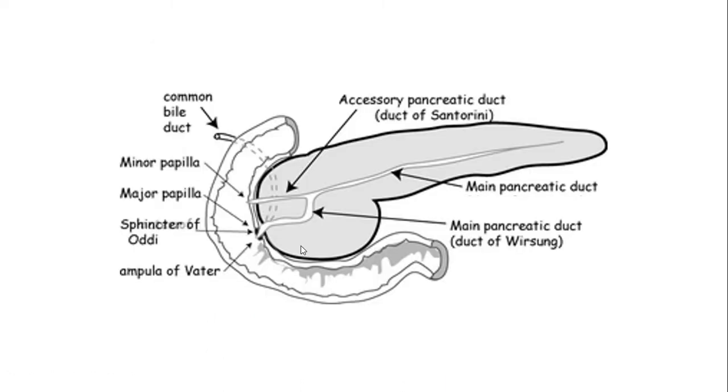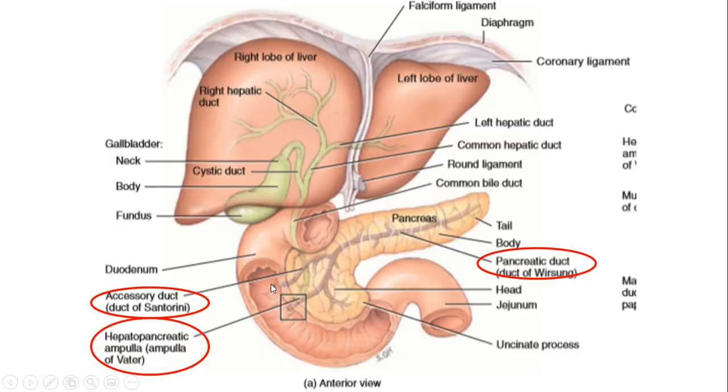Now, here's another picture of the pancreas and the ducts of the pancreas. Again, we have your main pancreatic duct that starts from the tail of the pancreas. This main pancreatic duct is also known as the duct of Wirsung. The other name of your accessory pancreatic duct is the duct of Santorini, and we also have the ampulla of Vater. This ampulla of Vater is also known, as you can see here, as the hepatopancreatic ampulla.